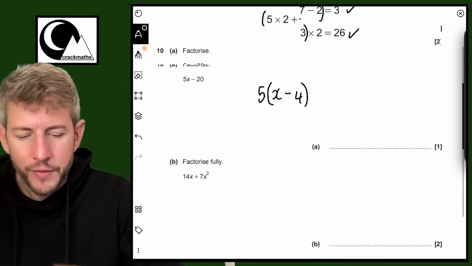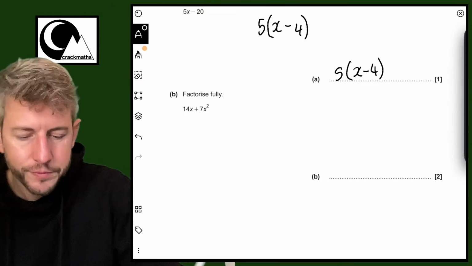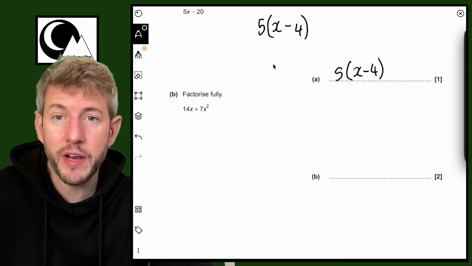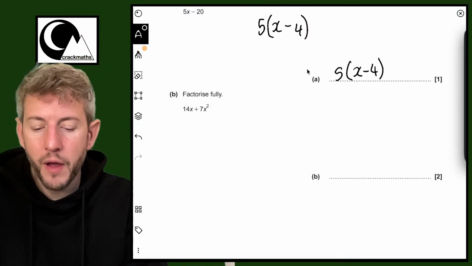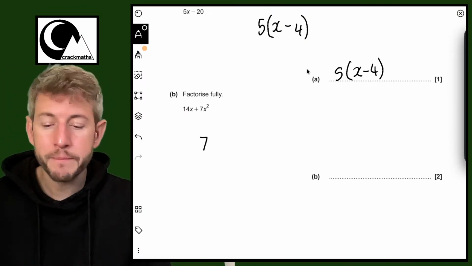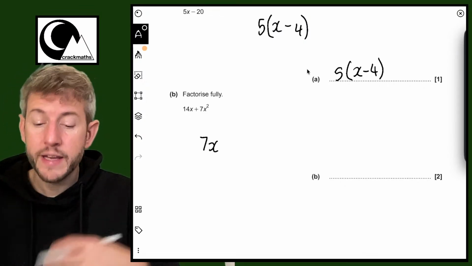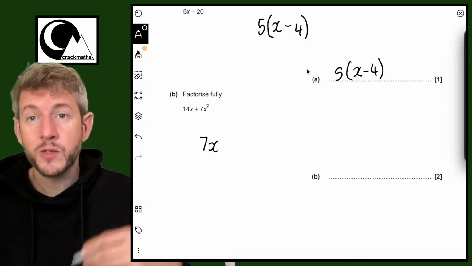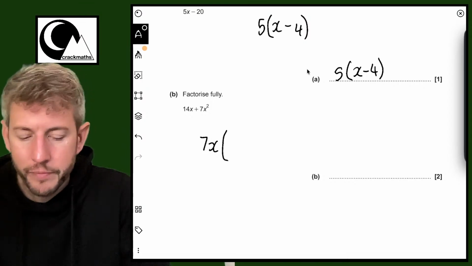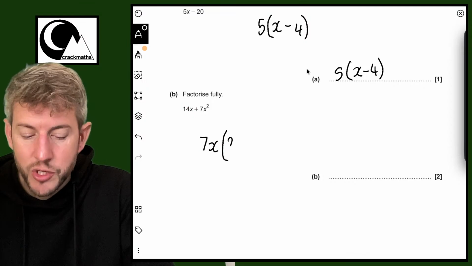Right, this part B, best write that here, 5x minus 4. Part B, what we have is 14x plus 7x squared. This time I can see that they're both divisible by 7, so I'm going to put a 7 on the outside of my bracket, and they're also both divisible by x. Because 7 times 2 makes 14, and x times x makes x squared, so I'm putting 7x on the outside, and then what do I multiply 7x by to get 14x? Well, that is just 2.